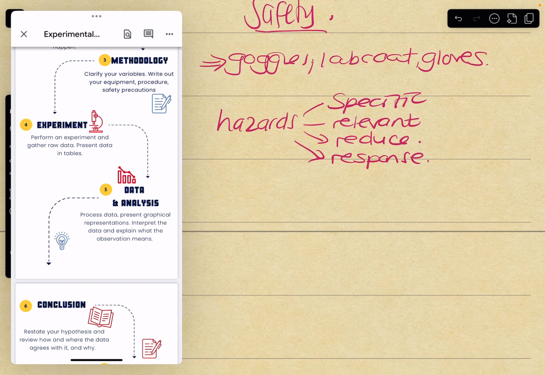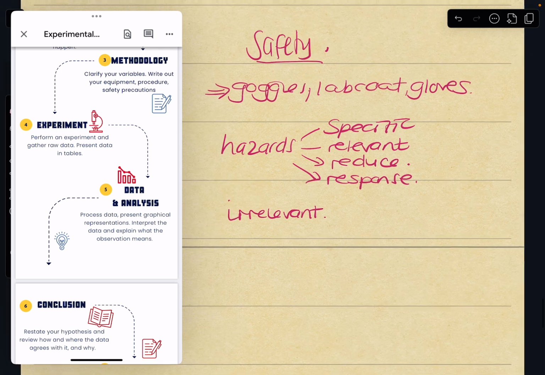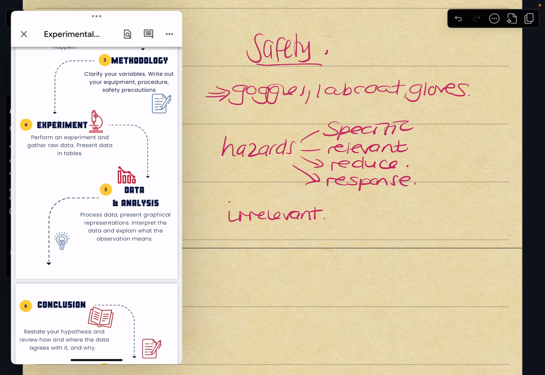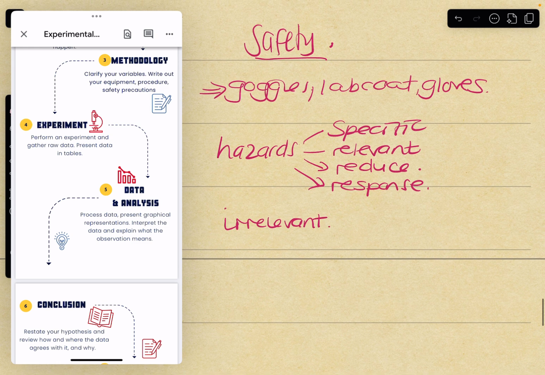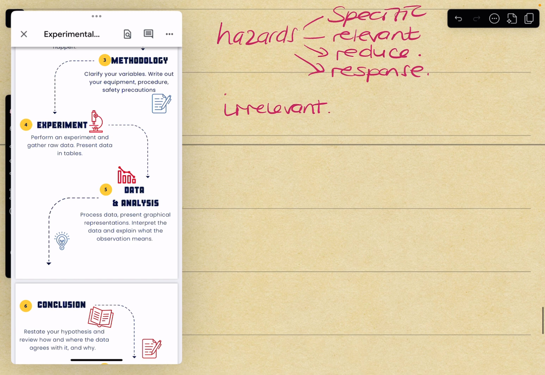You have to not list hazards that are irrelevant or very, very superficial. Glass breaking is a hazard, but it's very often not the most significant hazard. So if you've mentioned that, but you've failed to mention something that is very important, then obviously you wouldn't be conducting a safe experiment. Let me give you some examples.